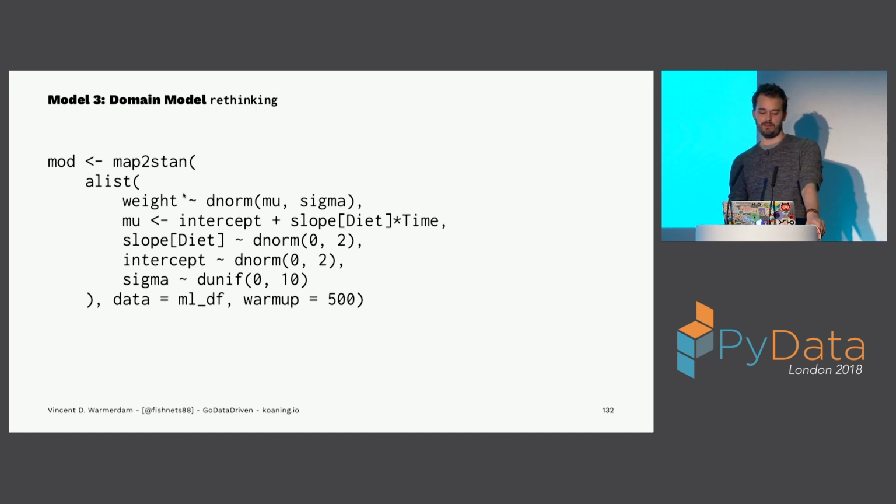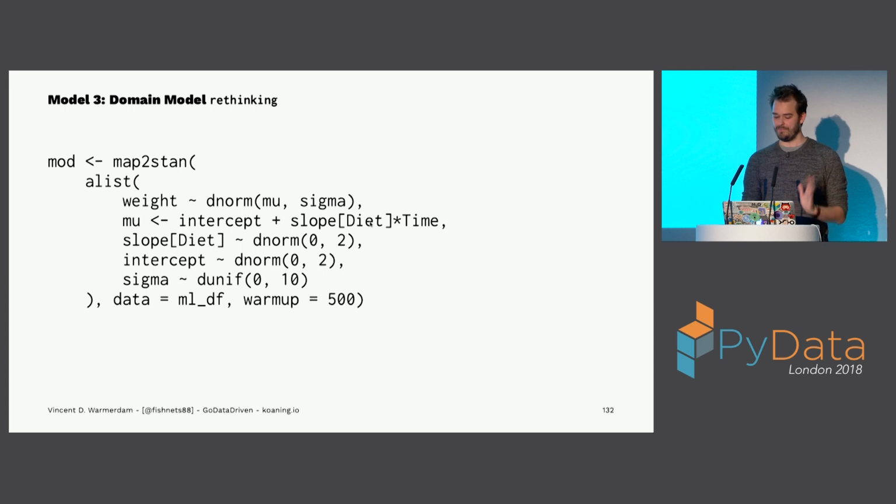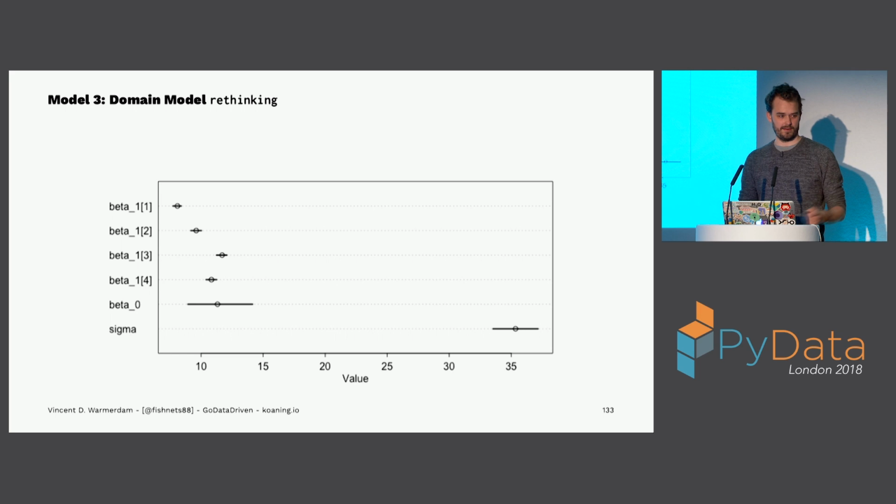What I'm doing here is I'm saying, look, there's some sort of distribution that defines the weight. It's dependent on mu, which is some sort of intercept times some sort of slope times diet. The slope is different per diet. And this engine is clever enough to notice, hey, everything that's defined that's not in this data frame, that's something I have to estimate. And you run this, it compiles down to Stan, and I'm running over time.